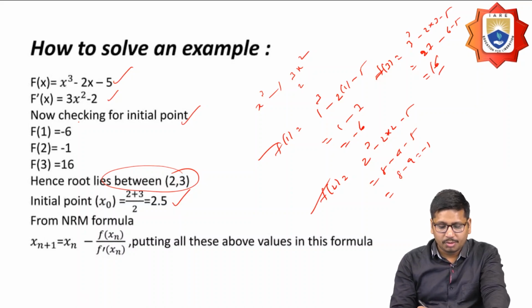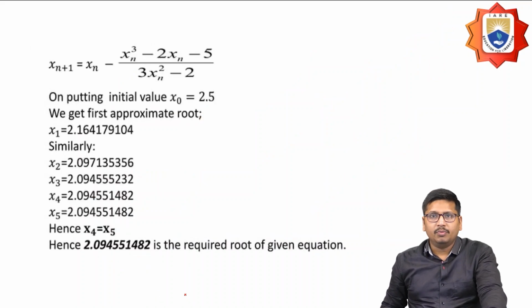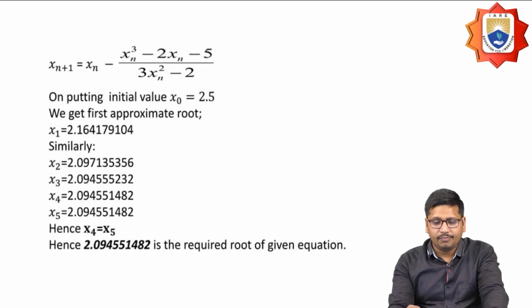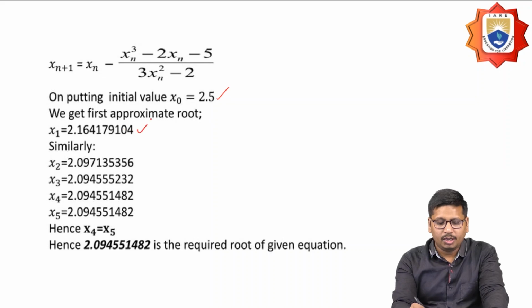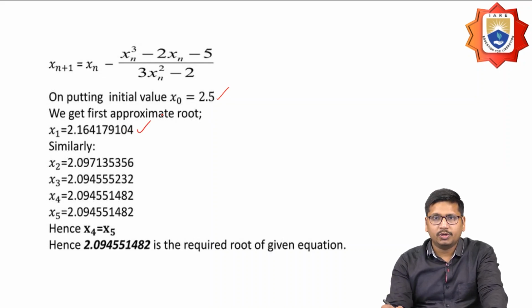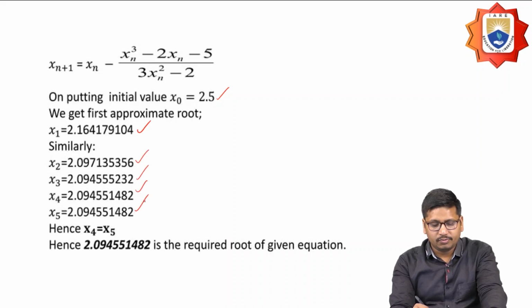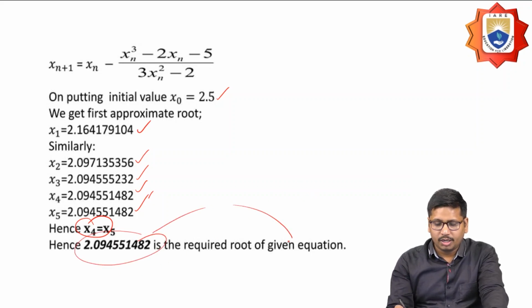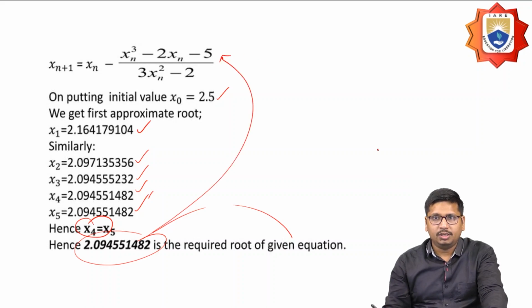So according to the Newton-Raphson method we are going to obtain the values like this. So if I take the x(n+1) value, that is xn minus f of xn by f dash of xn. Initially I put the value as 2.5, then I'm going to get the approximate value of x1 as 2.164. Similarly, I'm going to estimate x2, x3, x4 and x5. Since x4 and x5 are equal, I can stop the process and this should be the required root of the given function here.